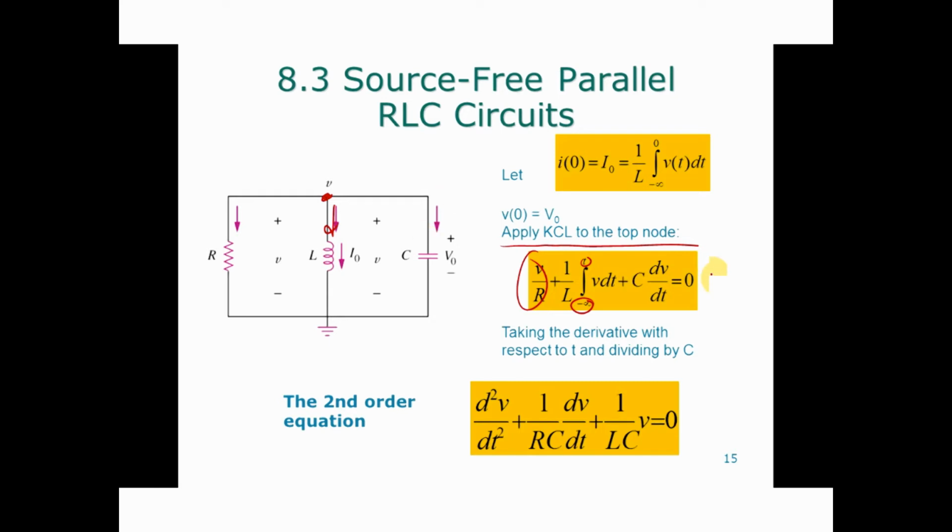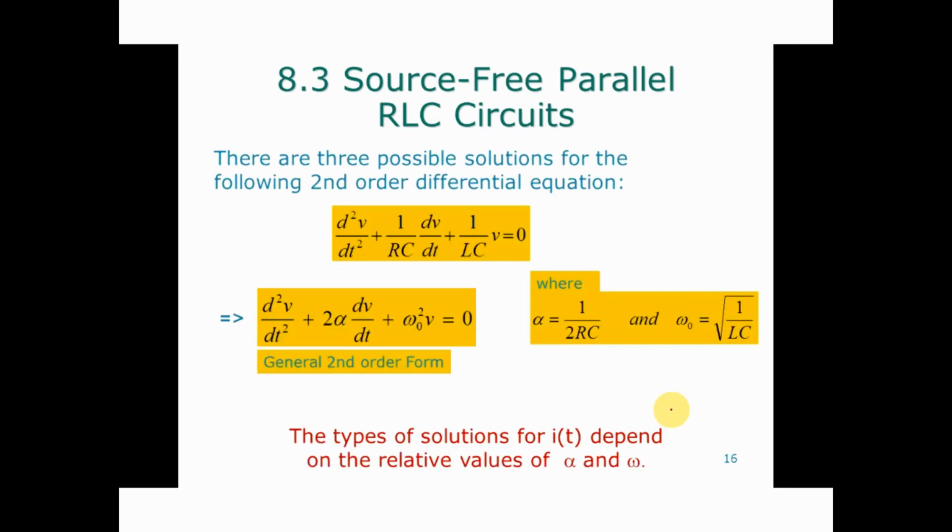You do another differential step here, and you get this second order equation. But it's a little bit different than the one for the series RLC. The difference being we're actually expressing the solution in terms of the voltage instead of the current. With the series RLC, the controlling variable we were using was the current. With the parallel RLC, the controlling variable is going to be the voltage.